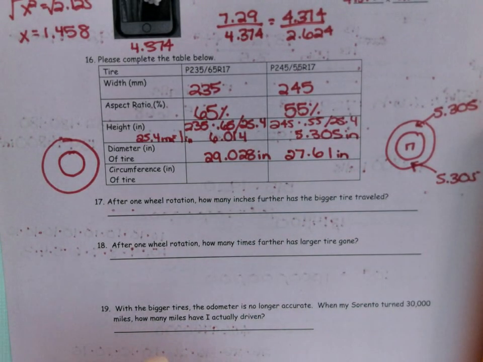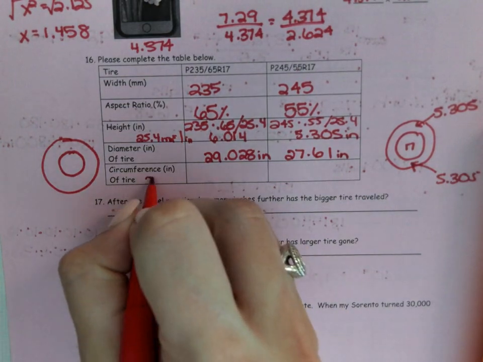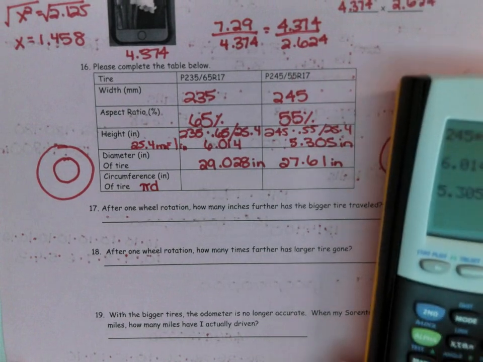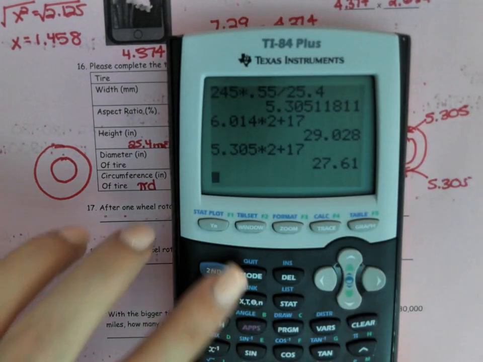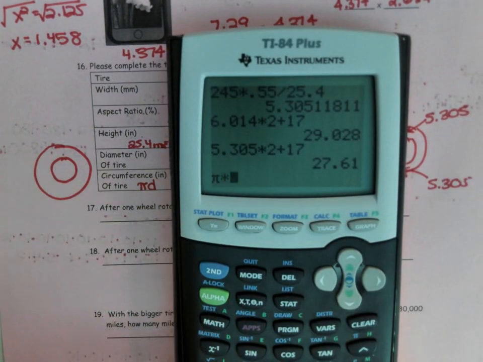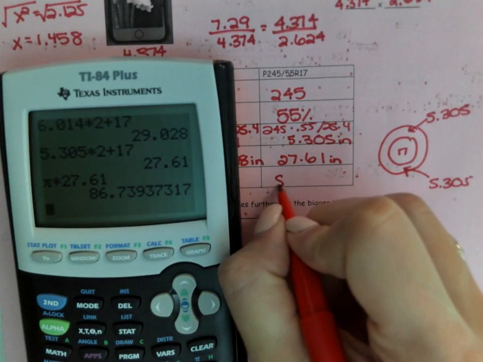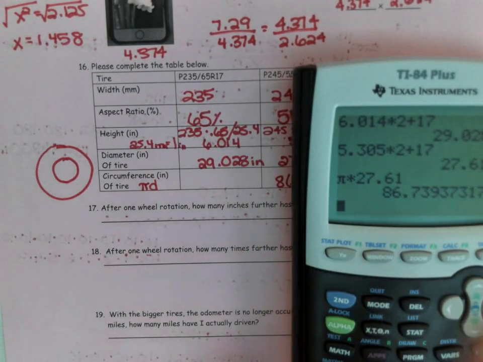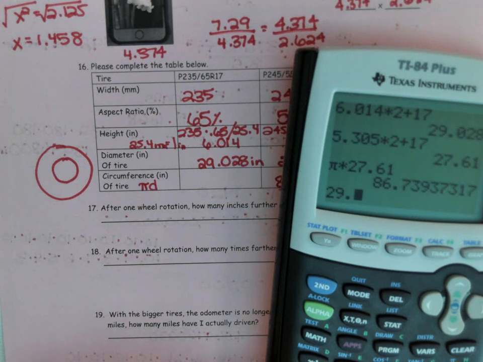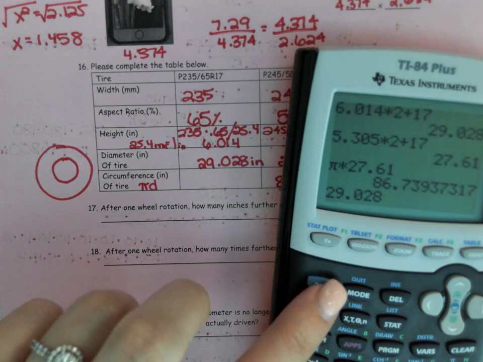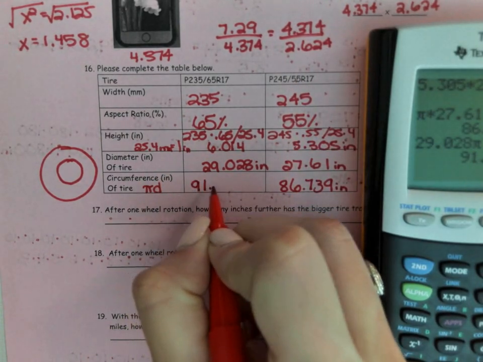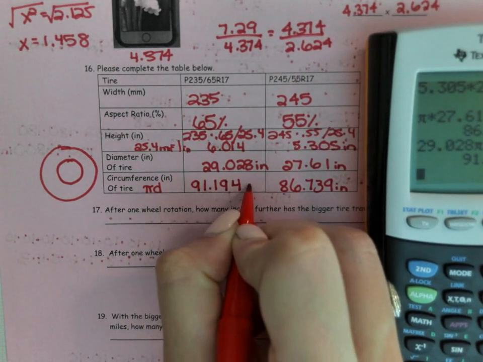To find the circumference, we take pi times the diameter. Okay, so we're going to take that 27.61 and multiply it by pi. So this circumference is 86.739 inches, whereas this circumference, we've got 29.028 times pi is 91.194 inches.